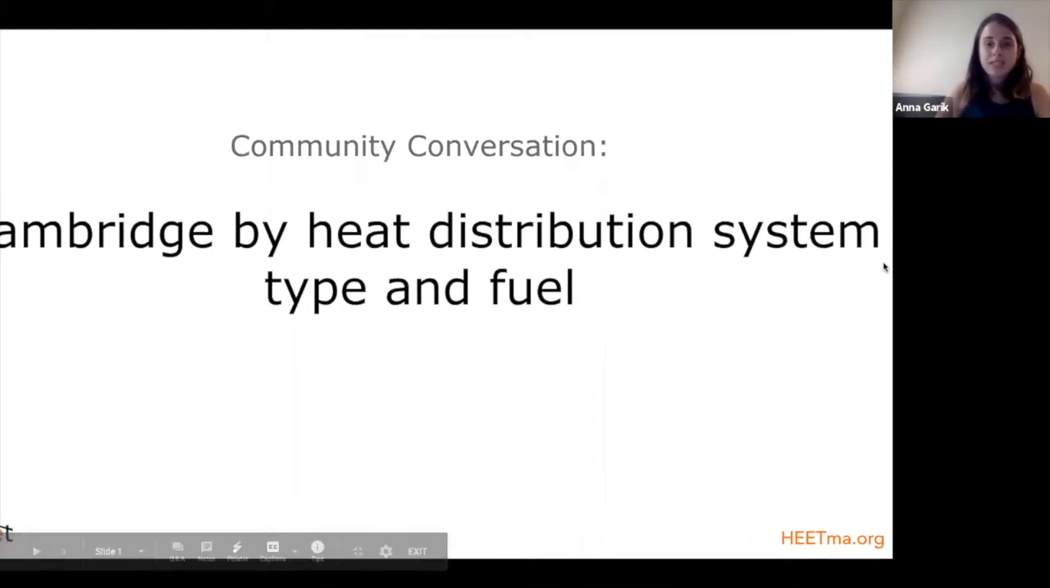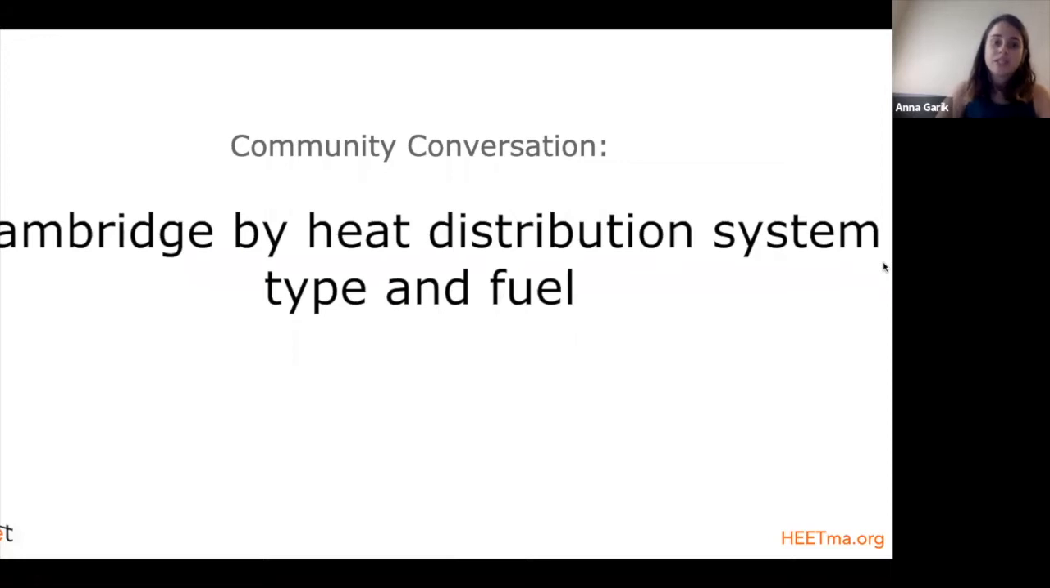I'm a member of HEET, and for my community conversation, I'll be talking about a map I made of Cambridge by heat distribution system type and fuel.